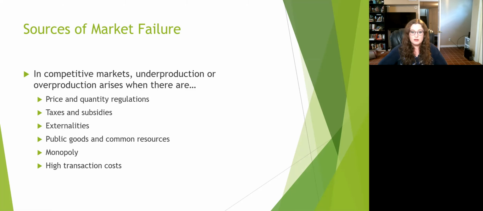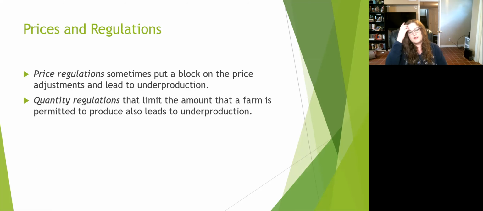So in competitive markets, there's a few reasons why we might have these different sorts of failures arise. There's price and quantity regulations, there's taxes and subsidies, there's externalities, public goods, common resources, monopoly, extra costs. So many. All right, so let's talk about the first one, price and quantity regulations.